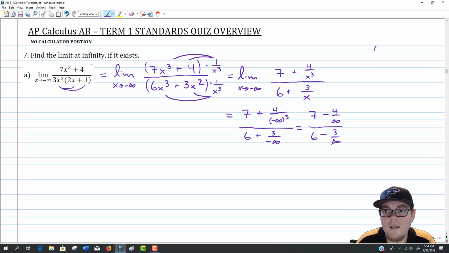So anytime you take a finite number and divide it by infinity, that's going to go towards 0, particularly in the limit. You're dividing something small by something humongous, the pieces get really small, and 0 is as small as you can really get.